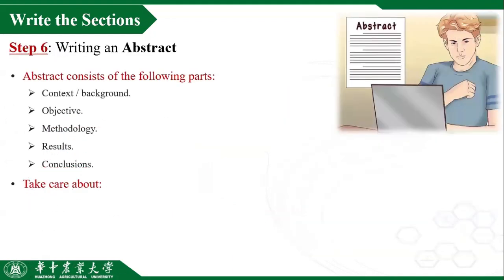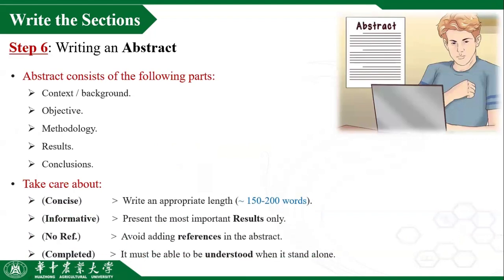Here, about writing the abstract after the introduction. In the abstract, we mentioned that this is the structure. We will show it in the next slide, and take care that the abstract should be concise. We mentioned that it should be from 150 to 200 words, and some journals limit it to 100 or 150.